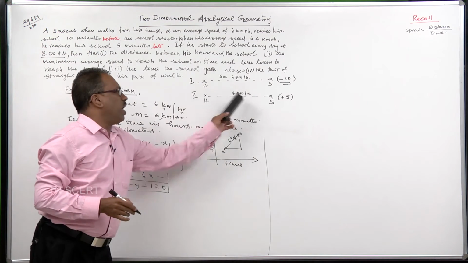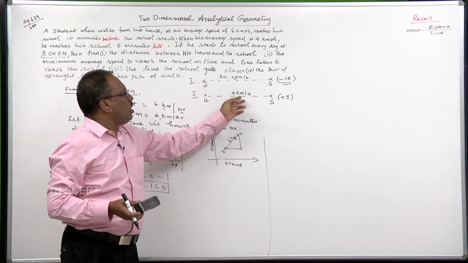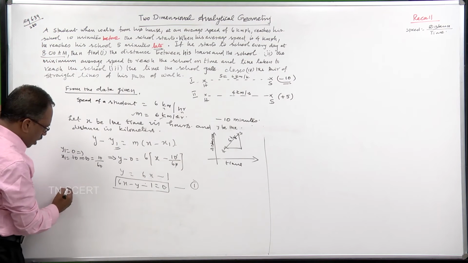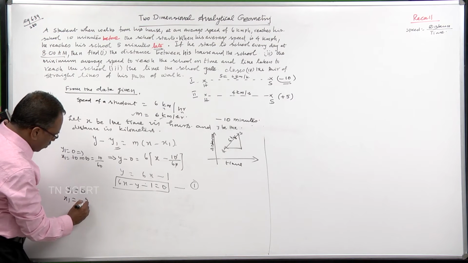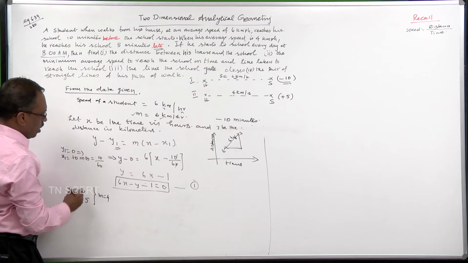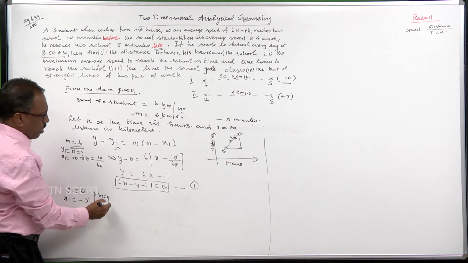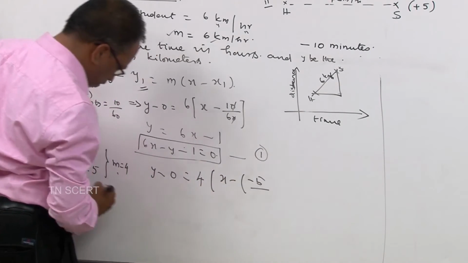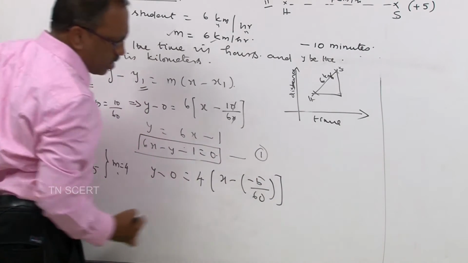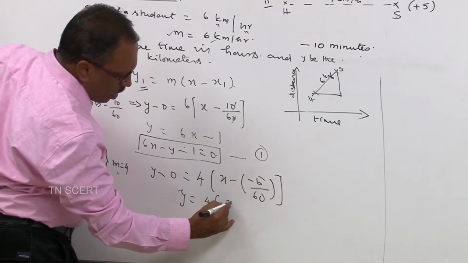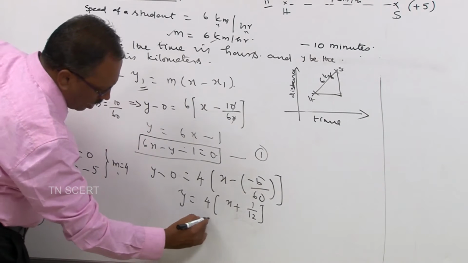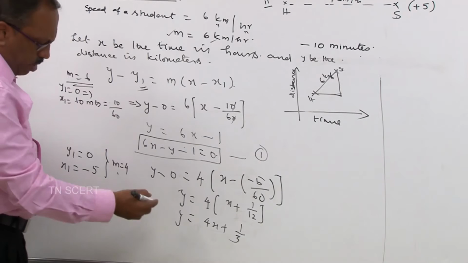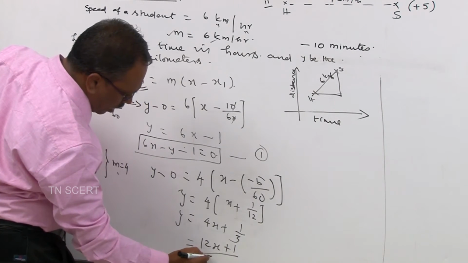For the second data, what is that? If his speed is 4 km per hour, he was late to school by 5 minutes. So we are going to use the same kind of data. y1 is 0, x1 is minus 5, and m is 4. Here m was 6, and here m is 4. Now y minus 0, m is 4, x minus of minus 5 by 60 minutes. So y equals 4 times x plus 1 by 12, that is 4x plus 1 by 3.